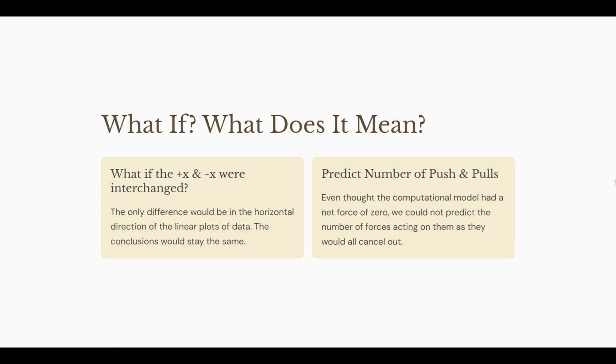Finally, using our data, could we predict the number of pushes and pulls or the number of forces acting upon our models? While the physical model had an innumerable amount of tiny forces acting against it in the form of air resistance, the computational model had a net force of 0. This doesn't mean that no force was acting on the model. In fact, an infinite combination of forces could act upon the model as long as they cancel each other out, meaning that even with a zero net force on an object, we could not predict the number of pushes and pulls.